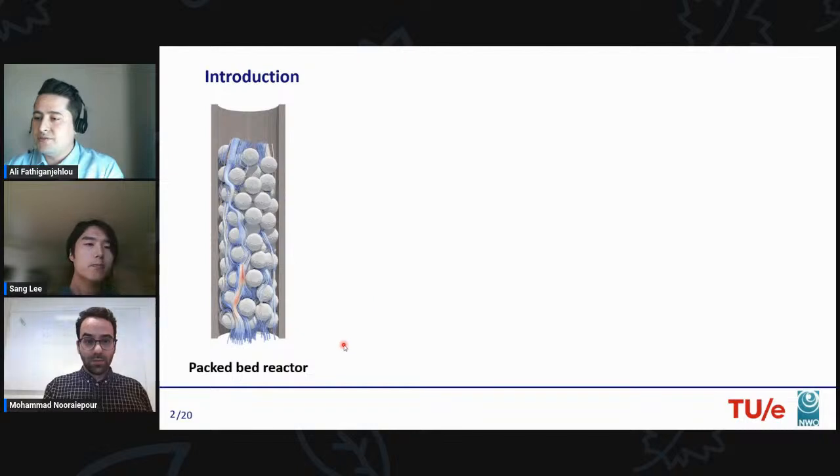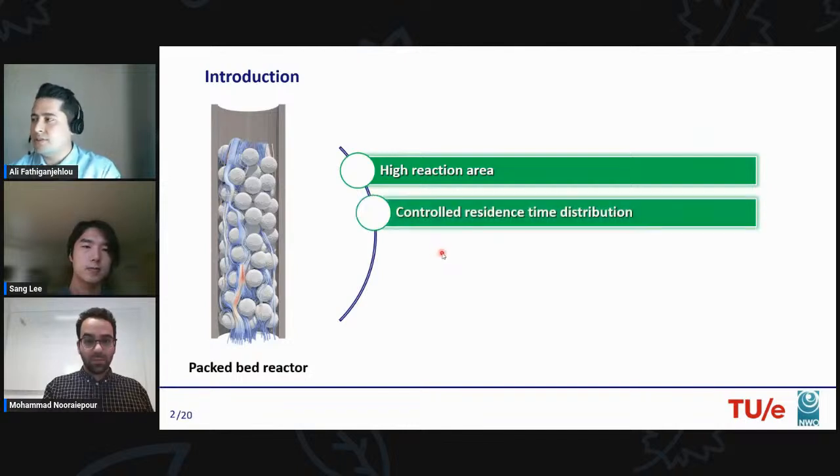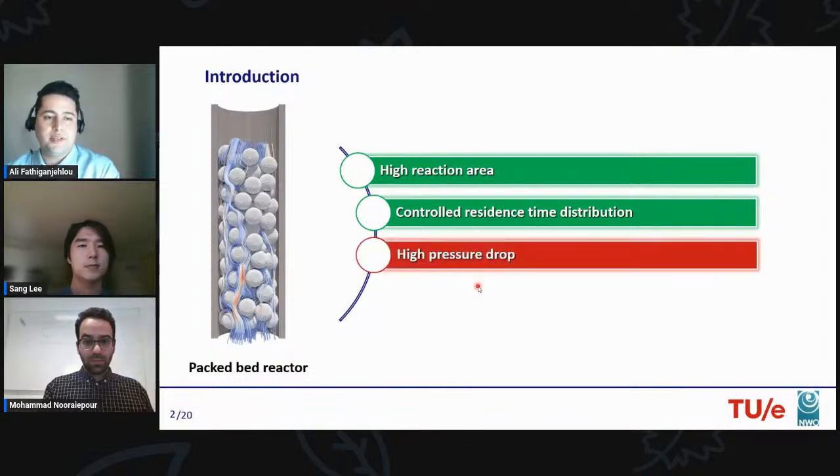Packed bed reactors are one of the commonly used chemical reactor types in many chemical and petrochemical industries. In a packed bed reactor, there is a packing of catalyst particles through which a liquid or gas containing reactive components flow. The presence of the particle packing generates a vast reaction area, and also it enables controlled residence time distribution of the reactive component inside the packed bed. But it comes with a cost of high pressure drop and consequently high operational costs.